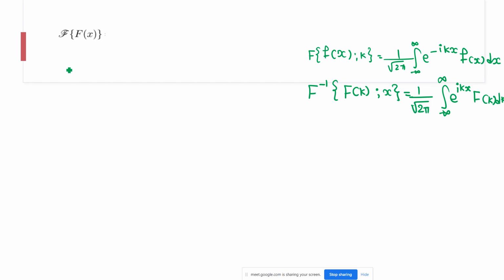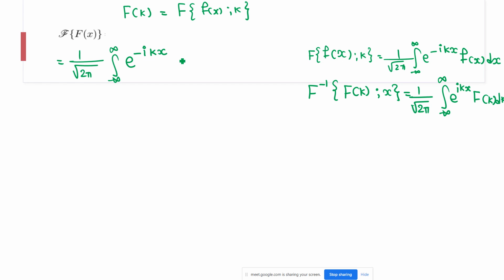Over here what I know is my capital F of k is nothing but Fourier transform of small f of x converted to variable k. So let us just see this. This is nothing but, by the definition, 1 upon root 2 pi integrating from minus infinity to infinity e raised to, I want to find out Fourier, so my kernel is nothing but e raised to minus i kx capital F of x dx.